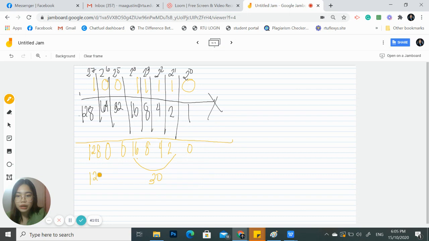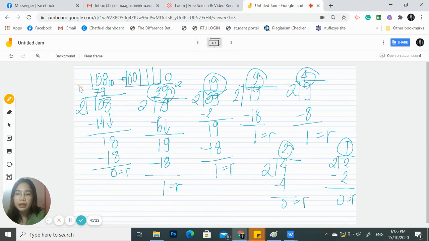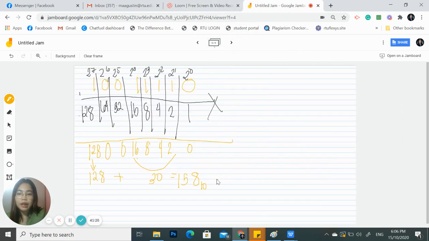And we have 128 here. Okay. Then let's add, no? 128 plus 30. So that will be 8. 3 plus 2, that will be 5. We have 128, 158. Tama ba sinabi natin? Oh, tama. 158. So our answer is 158 base 10. Okay?